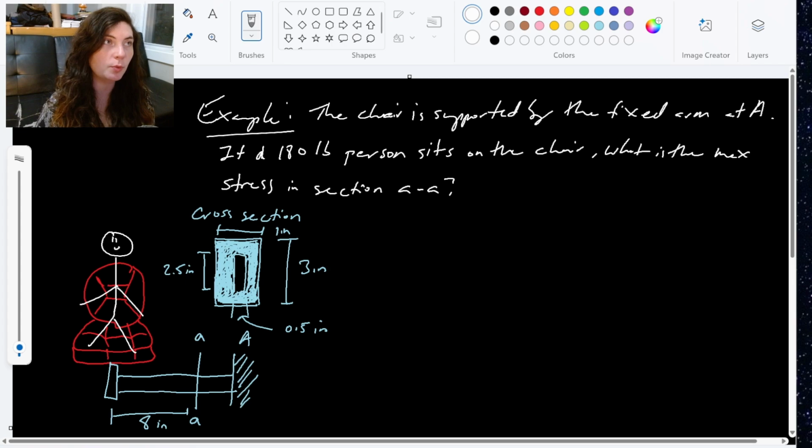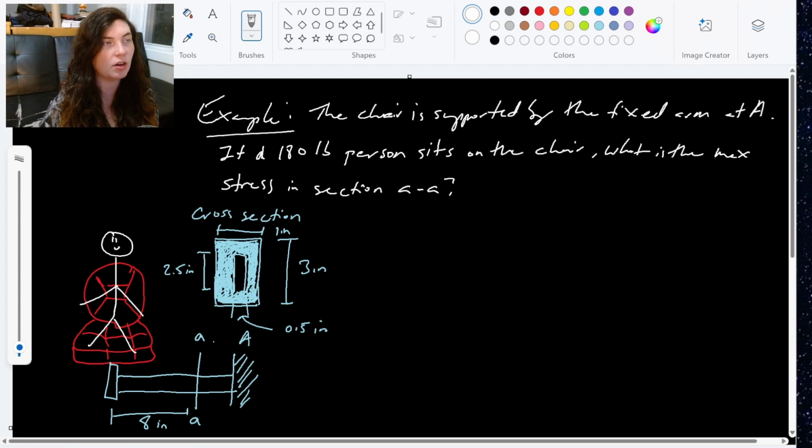In this example, we have a chair supported by this fixed arm A. So the chair is not sitting on the floor, it's totally supported by being fixed to the wall through this arm. And we want to know if a 180-pound person sits on the chair, what's the max stress in section AA? So we want to look at just this cut through section AA, and figure out what the max stress is just right there from this guy sitting on the chair.